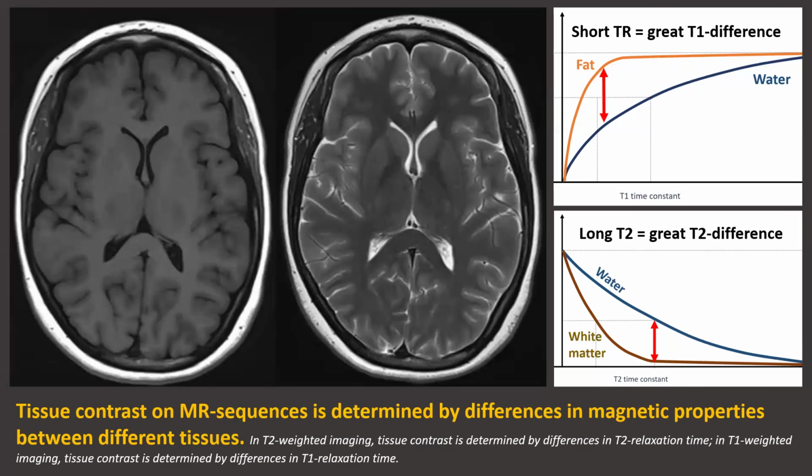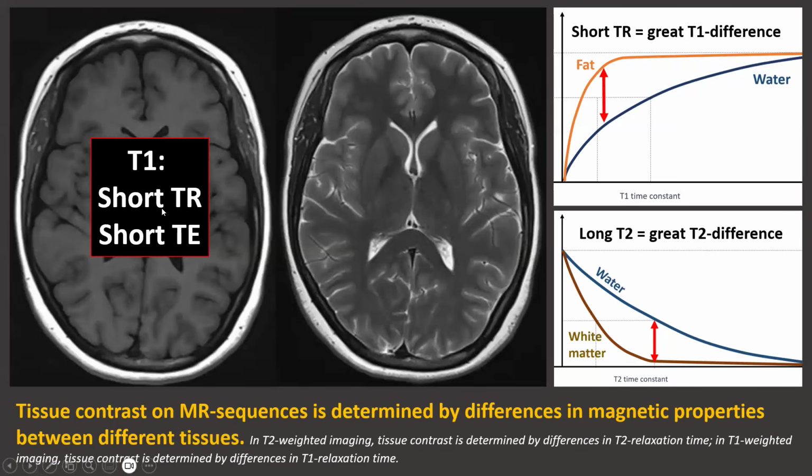Of course, you also have T1 and T2 effects in both kinds. You never have a pure T1 image. The image contrast is determined by both T1 and T2 effects. But if we want a T1 weighted image, we're going to minimize the impact of differences in T2 relaxation times. And how do we do that? By choosing a short echo time. So in T1 weighted images, we have a short repetition time and a short echo time.